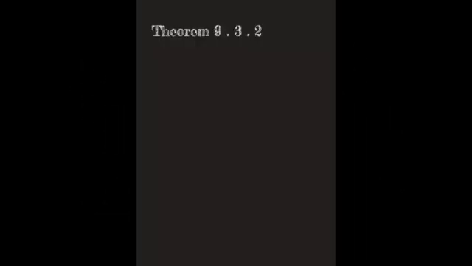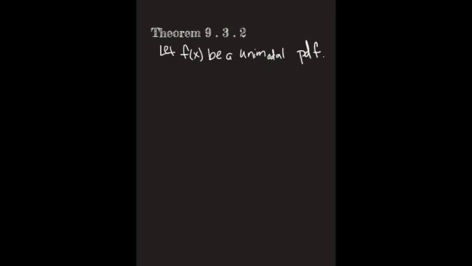Now on to our theorem. So let's talk about theorem 9.3.2, which deals with size and coverage probabilities. We're going to let f of x be a unimodal PDF. If the interval from a to b satisfies these three following things, then that means the interval from a to b is the shortest among all the intervals that satisfy our f of x.